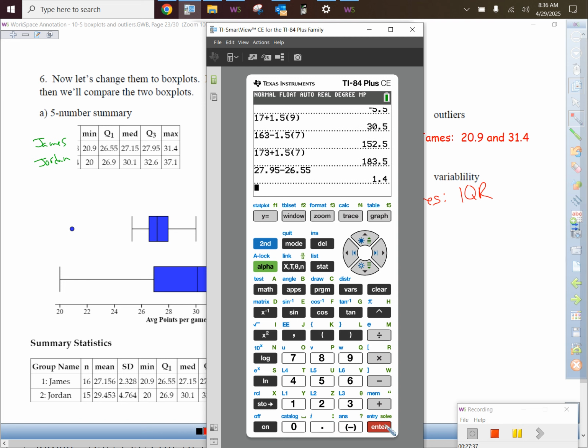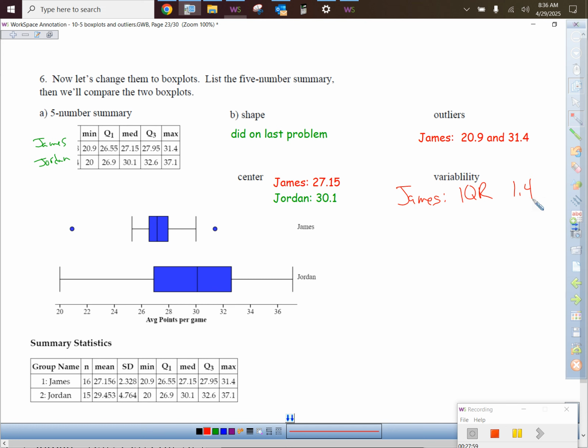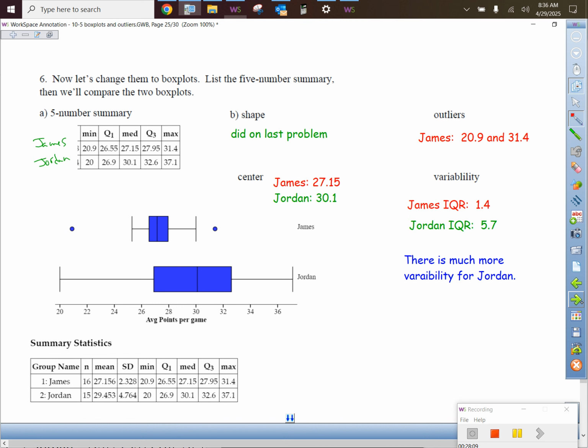$1.4. Is that right? Cool. Then find Michael Jordan's. We used the interquartile range instead of the range because we had outliers, right? And if there are outliers or very skewed data, we want to use the interquartile range.